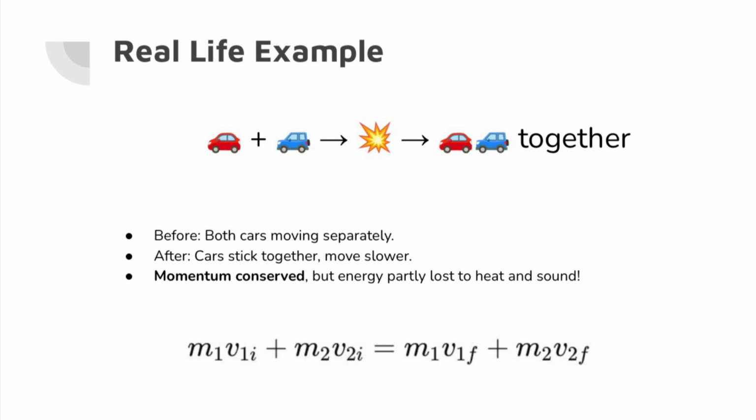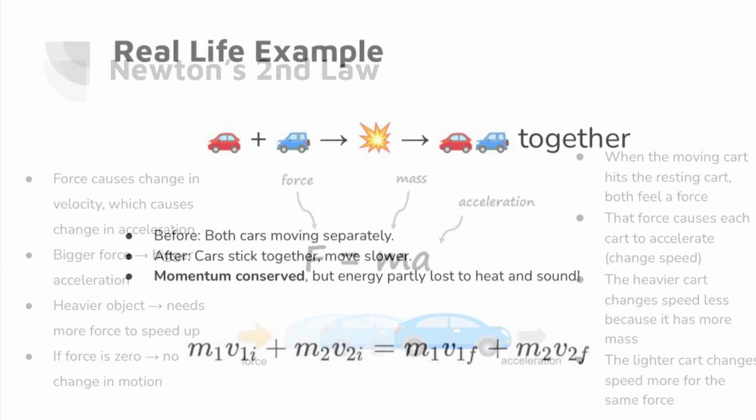This slide shows how our experiment connects to something familiar, a car crash. Before the crash, both cars move separately, each with its own momentum. When they collide, they often stick together and move more slowly as one object. The total momentum is conserved, but some of the kinetic energy is lost as heat, sound, or deformation.